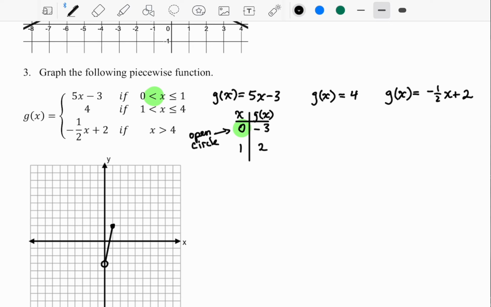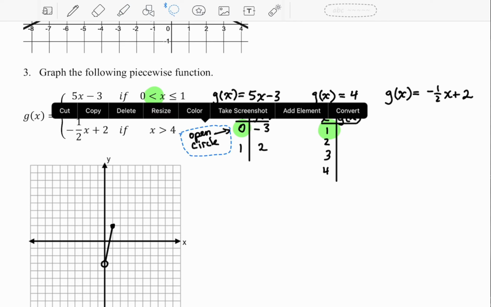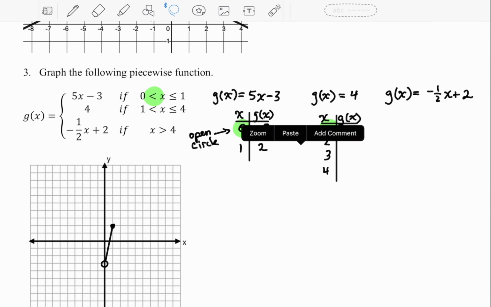The next piece spans from 1 to 4. So you can make a table out of this, but because it's a constant function, you really don't need to, but you're welcome to. If you want a consistent approach, this method is going to work all the time. And you're probably going to need something along these lines when you get into more complicated functions, not just lines. All right. But this one goes from 1 to 4. Still an open circle at 1. That's the presence of the less than symbol.